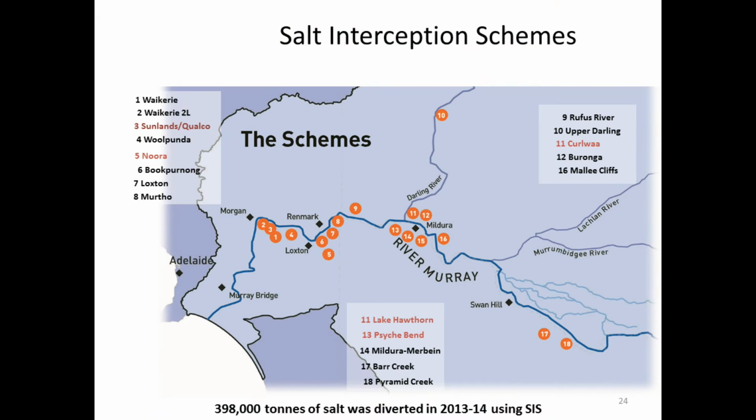And they actually achieved that reduction. So there's quite a lot of these schemes. You can see that there's 18 of them being constructed, and it's very, very effective. 398,000 tonnes of salt in the last 12 months was taken out of the river. Considering that the average salt contribution in, say, an entitlement flow year, a normal flow year without a flood, is about a million, that's a huge contribution.